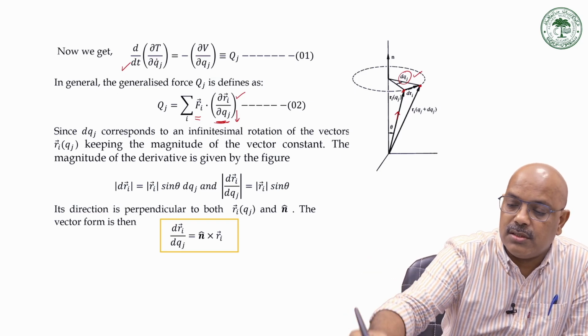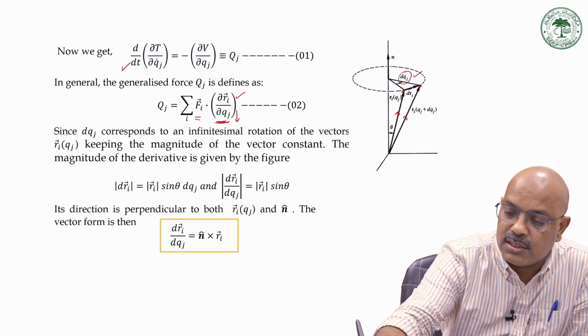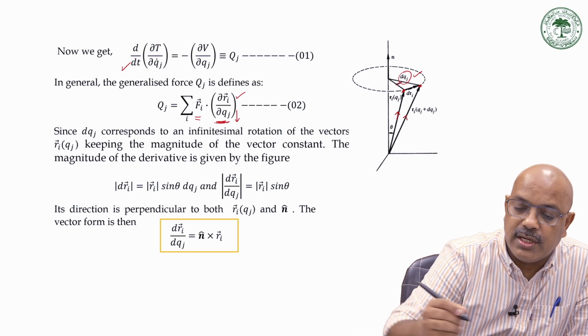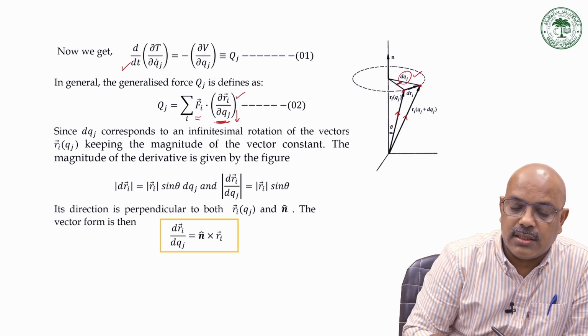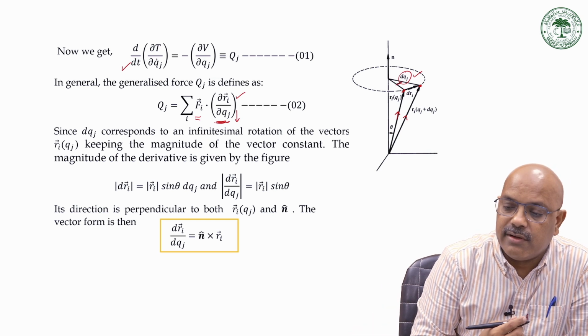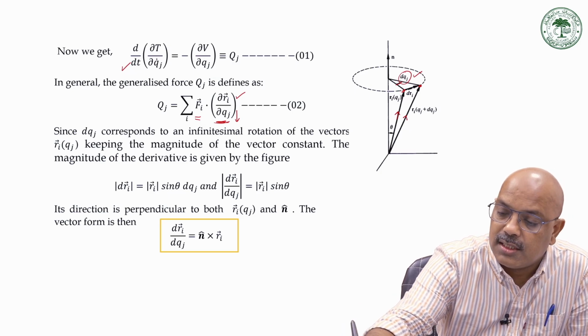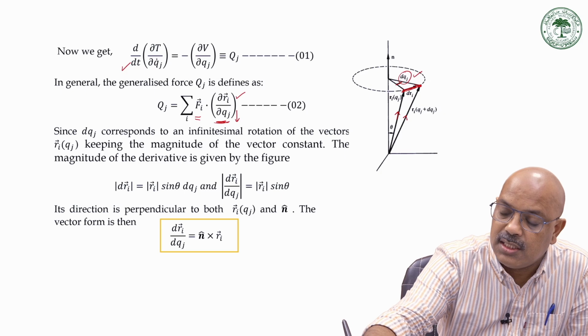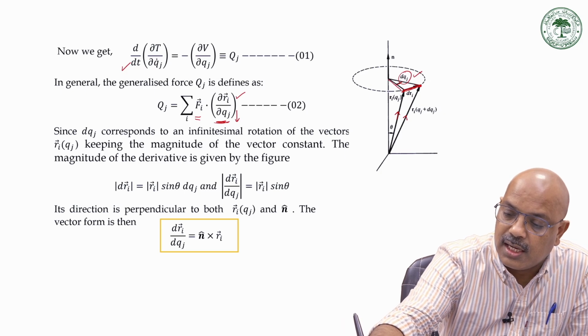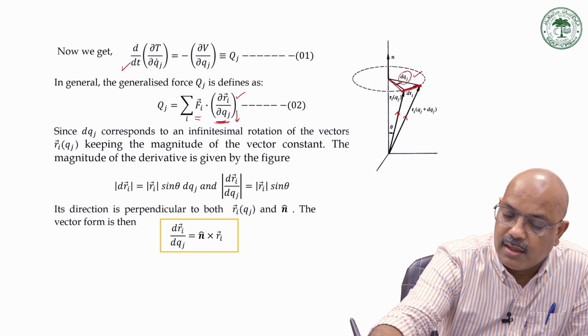So delta Qj is how much it rotates. The magnitude of the derivative is given in the figure. You can see that this magnitude, this delta Ri, is basically this, and then this is this angle delta Qj. Okay, so what is this thing?